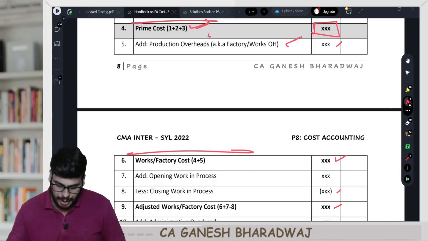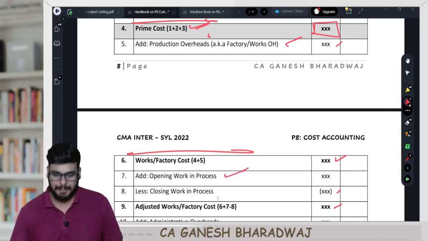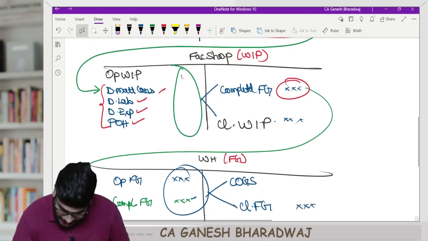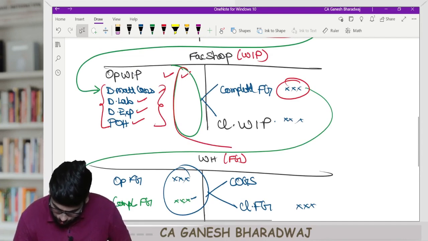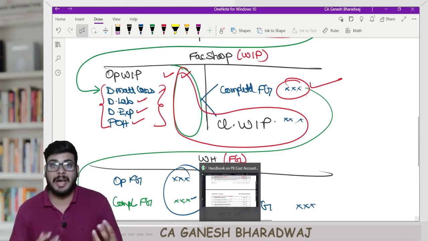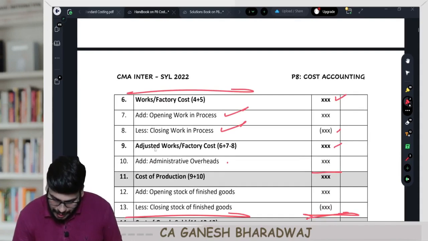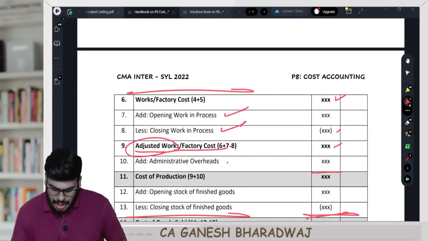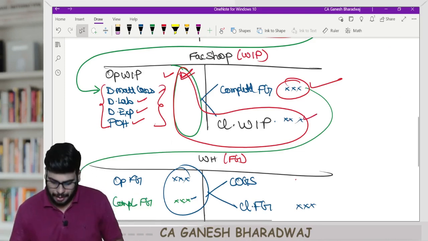So how will I do it? To this factory cost, add opening WIP and less closing WIP. If you net off this figure, you will arrive at the value of units completed as FG. They are calling it adjusted works or factory cost. Why are they using the word adjusted? Because it is being adjusted for opening and closing WIP. We are doing the adjustment, no?